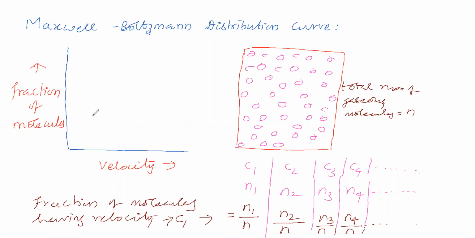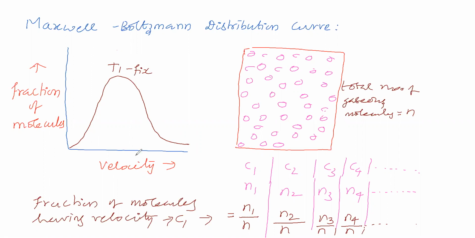Now, experimentally, the Maxwell-Boltzmann distribution curve gave the graph for this. As per the Maxwell-Boltzmann distribution curve, the graph is like this. This graph is given when the temperature is T1, that means the temperature is fixed at T1. So this is the graph of fraction of molecules versus velocity.